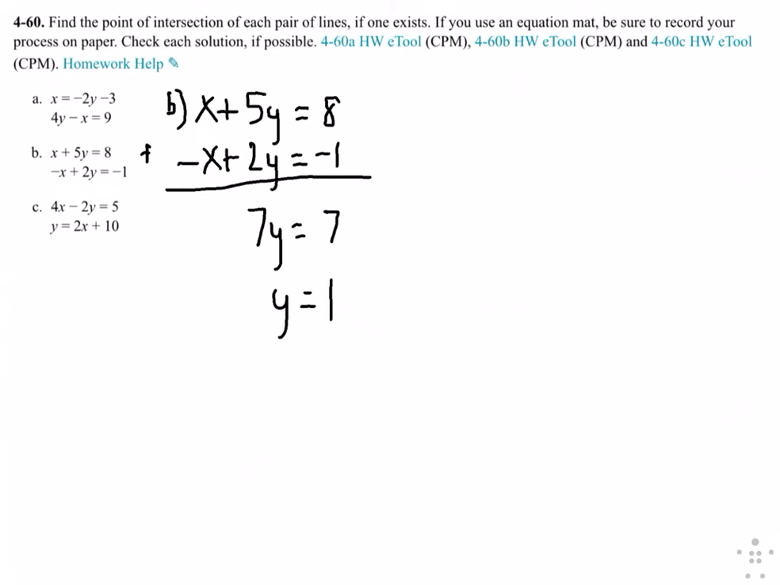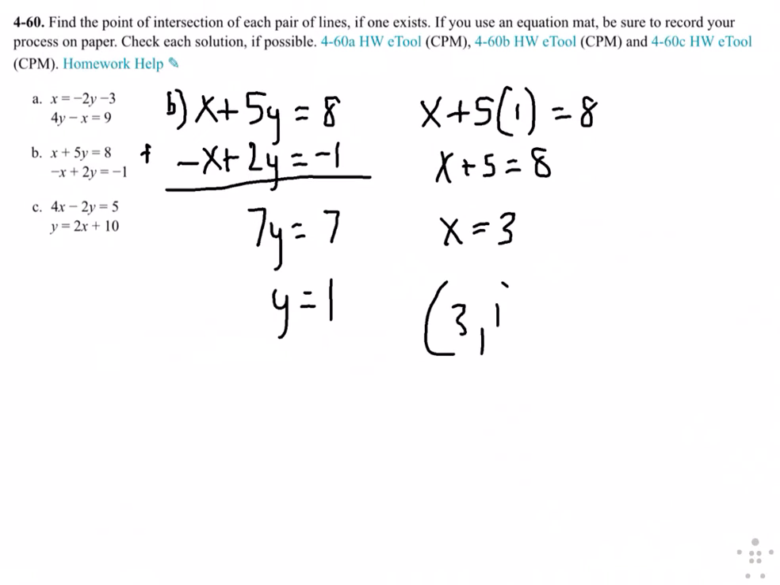And then we can substitute in either of the equations. I don't know, I'll put it in the top one. x plus 5 times 1 equals 8, x plus 5 equals 8, x equals 3. So for this one we get 3, 1 as the solution.